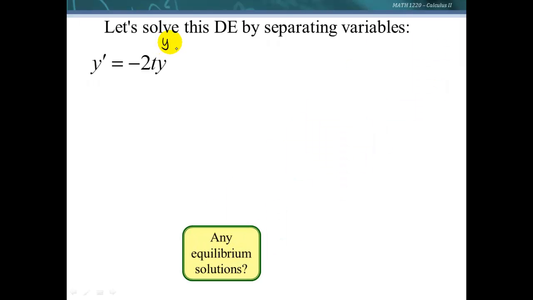Let's see it in action. So let's solve this differential equation by separating variables. Are there any equilibrium solutions? Yes, if we set our function of y equal to 0, we basically get y equals 0. So there is an equilibrium solution. Seems kind of trivial, but y equals 0 solves the differential equation and it stays at 0.